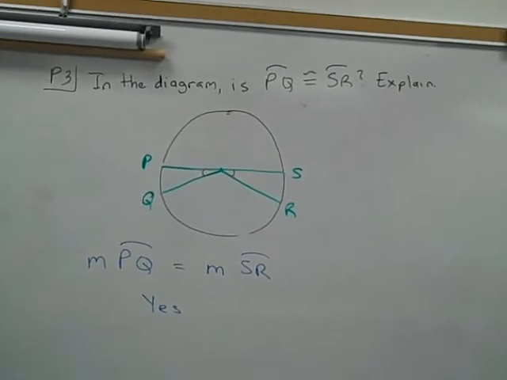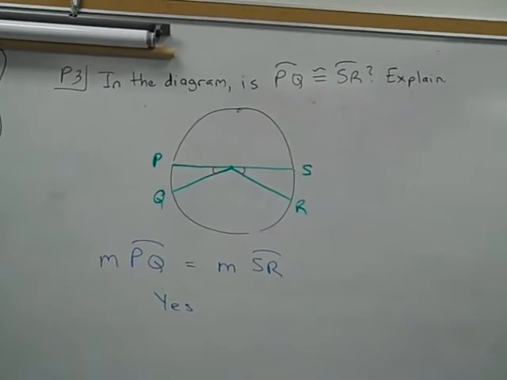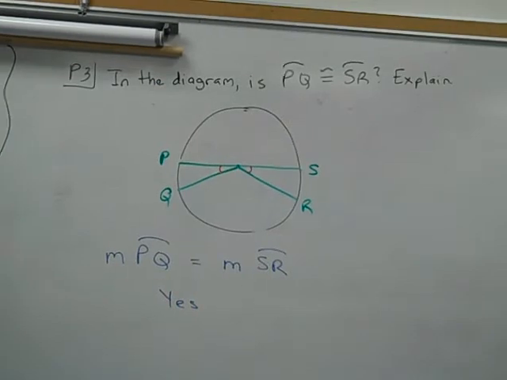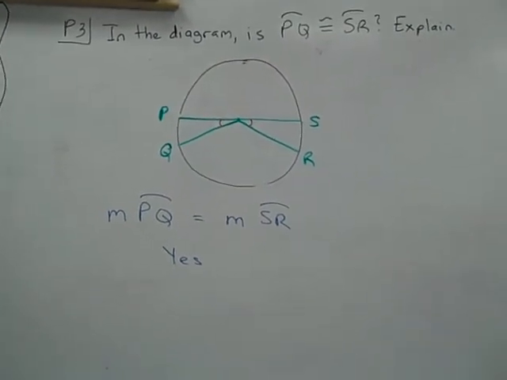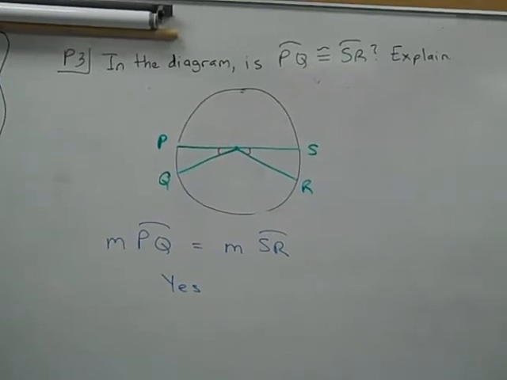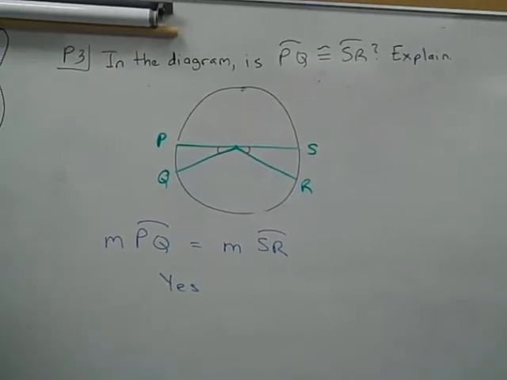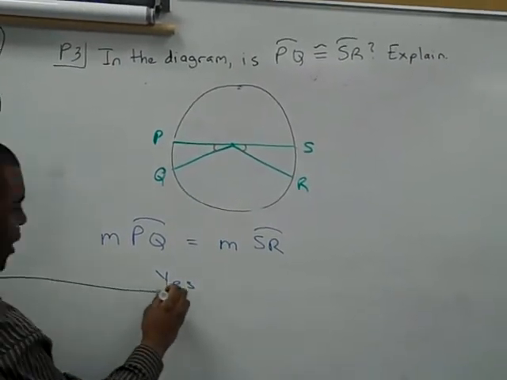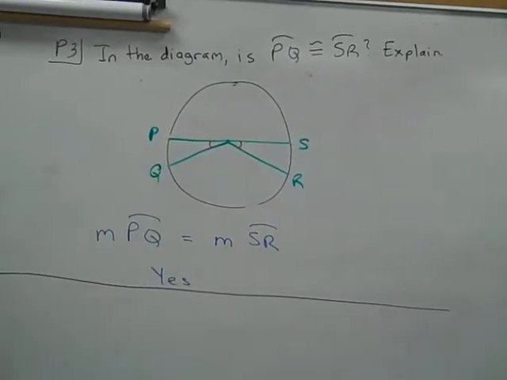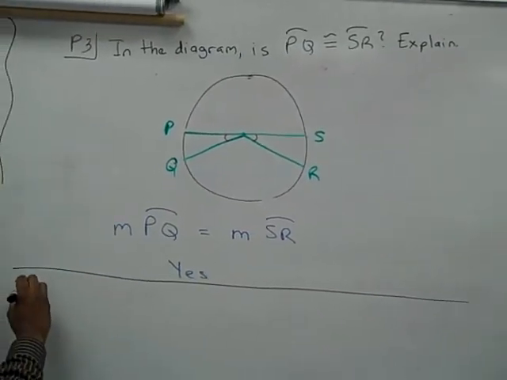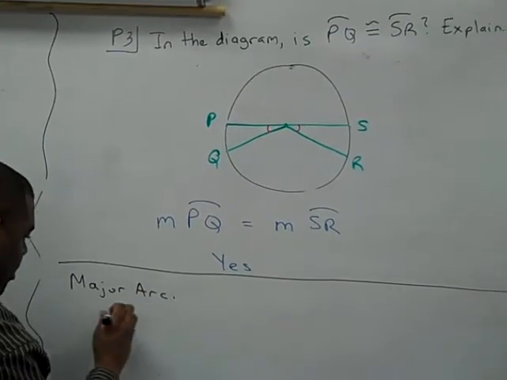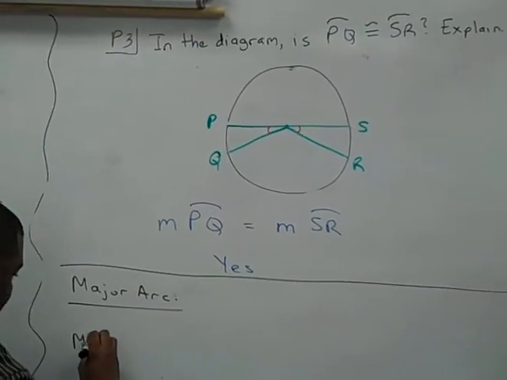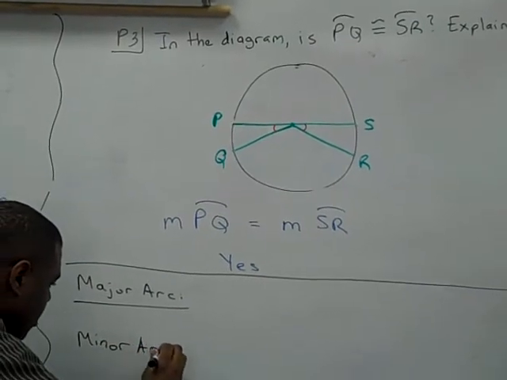Now, before we finish, there's actually two vocabulary words that you need to be aware of to help you out, because especially on the beginning parts of the homework, you're going to have to do that. So you got that down. So what I'm going to do is draw a line right here, and I'm going to write down the two words that you need to know, and they are major arc and minor arc. Okay.